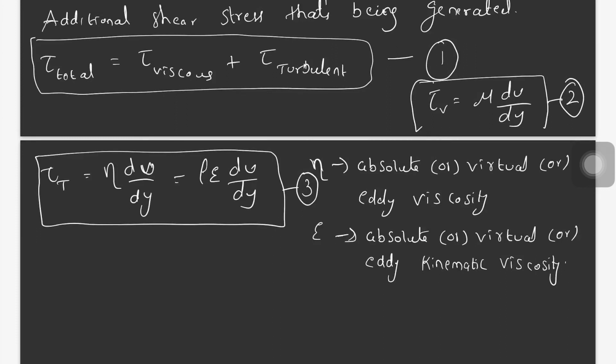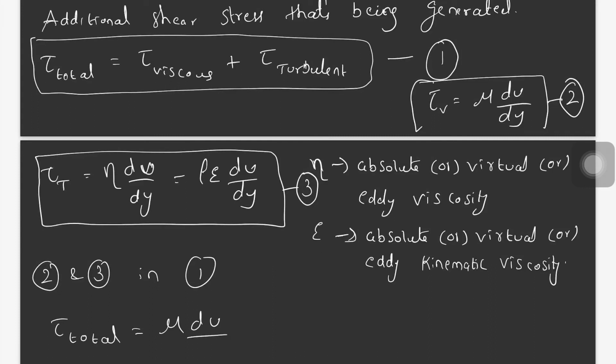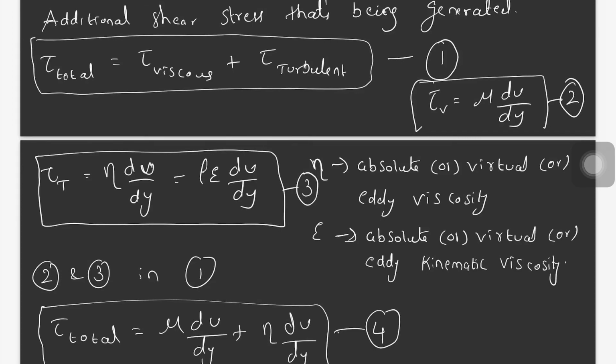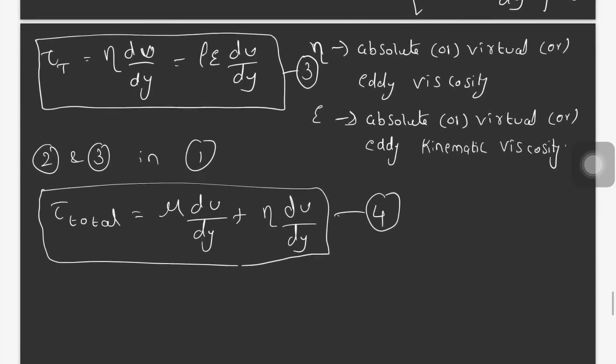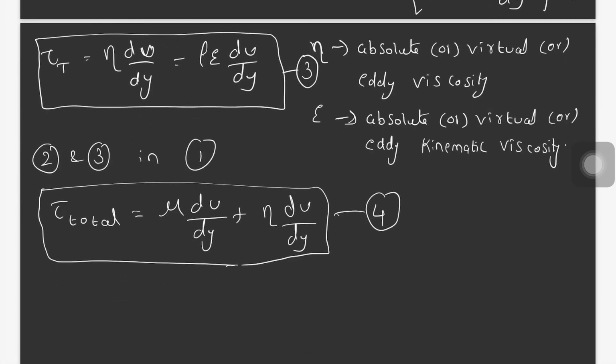Now what we'll do, we'll substitute equation number 2 and 3 in 1. What do we get? Tau total is equal to mu du by dy plus eta du by dy. This is one particular equation. We'll call this equation number 4. See, we derived this. That's fine.